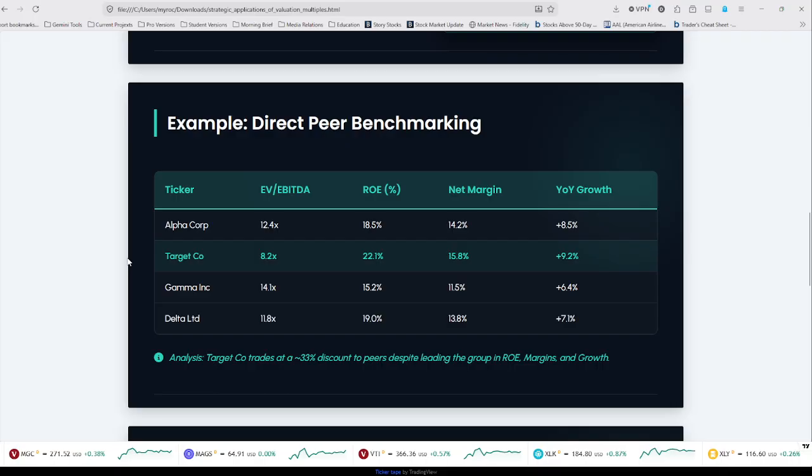So this is your pair benchmarking here, and this is kind of what this looks like. So I can take each one of these components, right, and I can focus on them. But let's just focus on the EV to EBITDA. EBITDA stands for earnings before interest, taxes, depreciation, and amortization. EV stands for enterprise value, which is basically a fancy way of saying what's the company actually worth if I factor in the debt that they're holding.